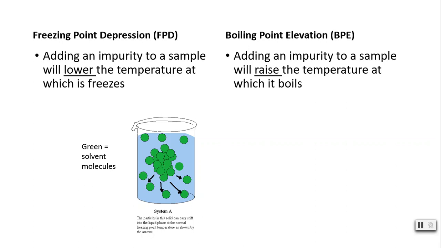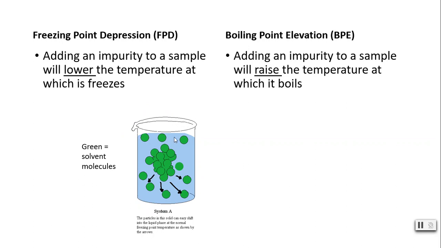The first point of this video is just to introduce this concept of what happens to a solvent when you add an impurity. It will lower the temperature at which it freezes, and it will also raise the temperature at which it boils. Now, how exactly does it do that? How does adding the impurity change the freezing point and the boiling point of a substance? Let's think about these concepts in terms of these cartoons.